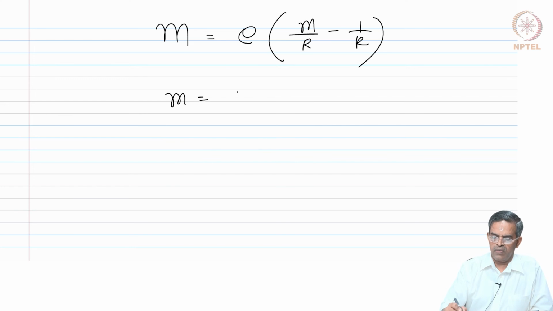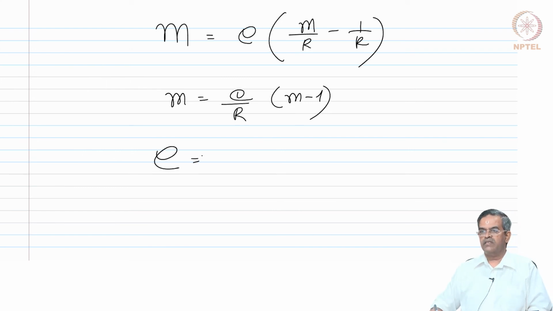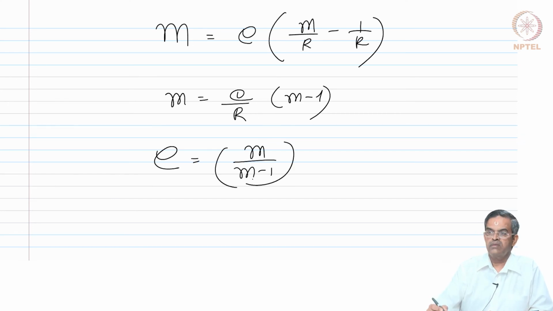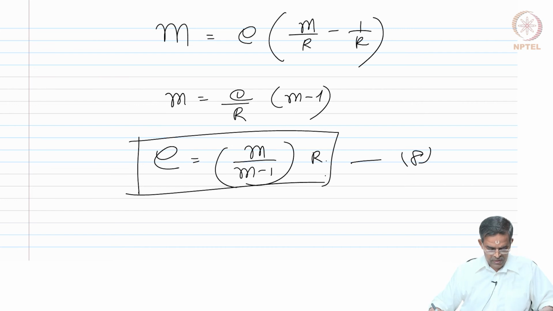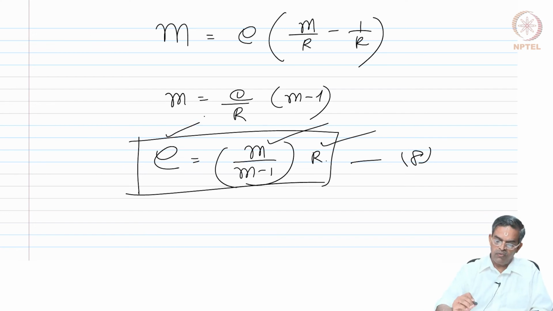So, m is equal to E by r of m minus 1, or E, which is the shift of neutral axis from the centroidal axis, given by m by m minus 1 of r, equation 8. That is a very interesting relationship we have. If I know the modified sectional area, if I know the radius of curvature of the beam, I can always find what is the shift of neutral axis.